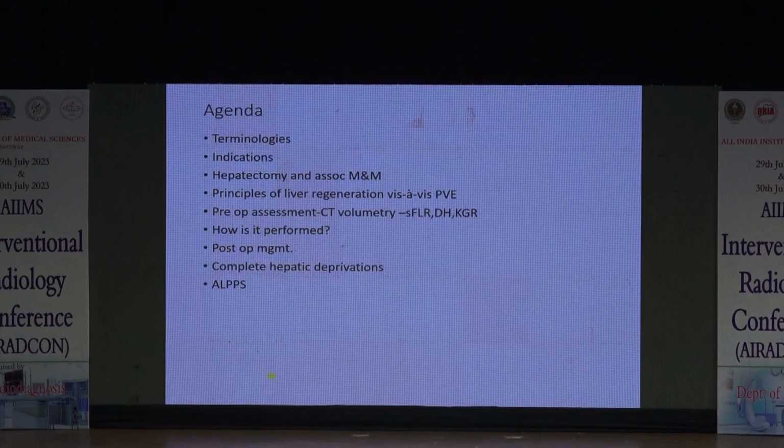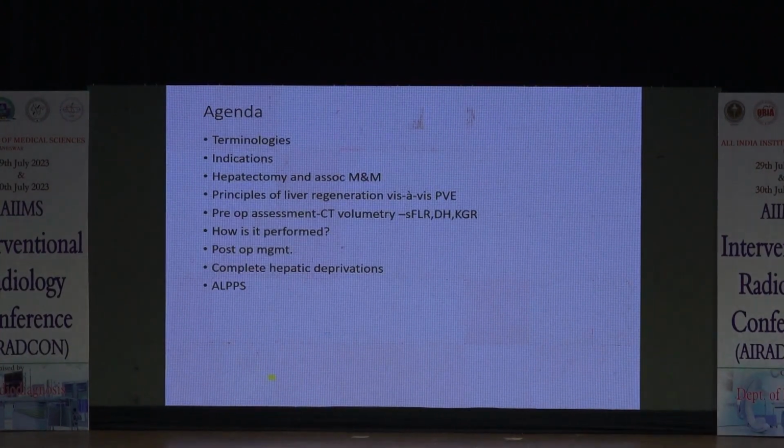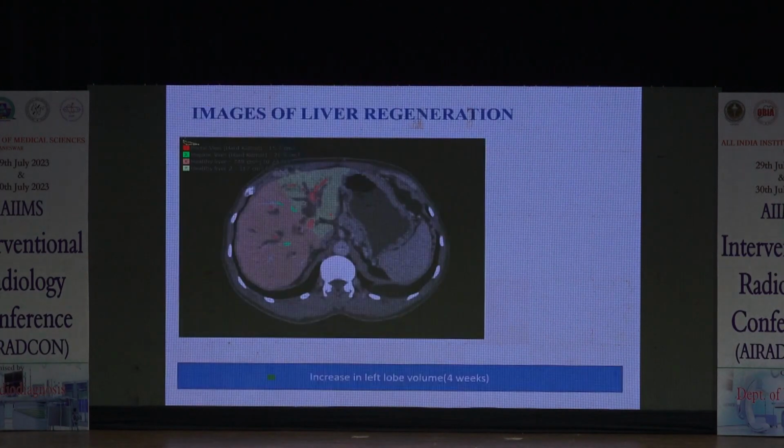So we'll cover the terminologies, indications, hepatectomy and associated morbidity and mortality, principles of liver regeneration, and pre-op assessment using CT volumetry. What is standardized future liver remnant, what is dynamic hypertrophy, what is kinetic growth rate. These are certain terms we'll discuss in detail. How is the procedure performed, what is the post-operative management, what about complete hepatic deprivation, and also the surgical approach to liver regeneration, that is ALPPS.